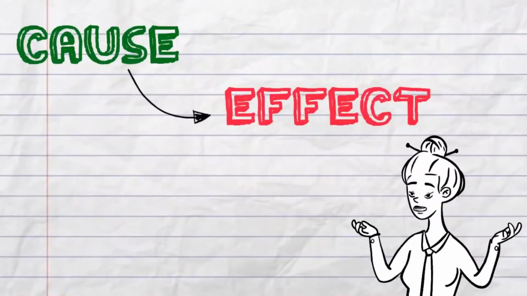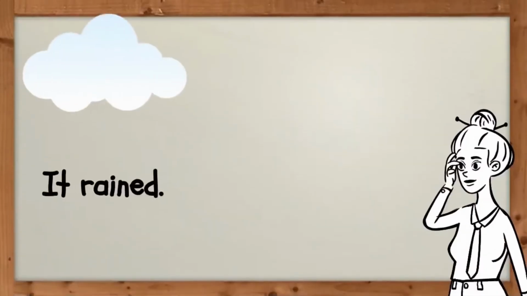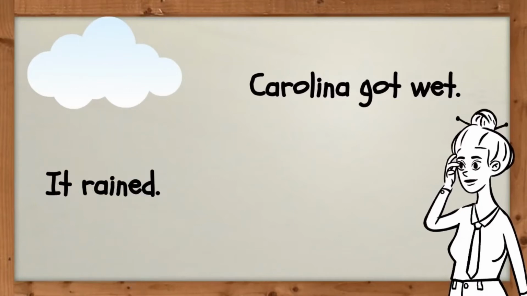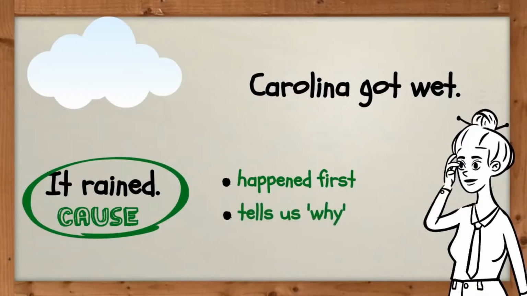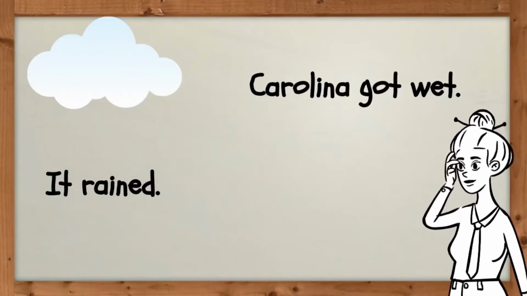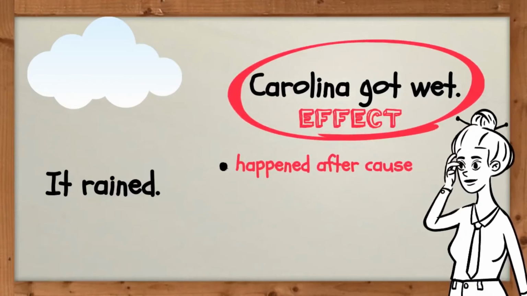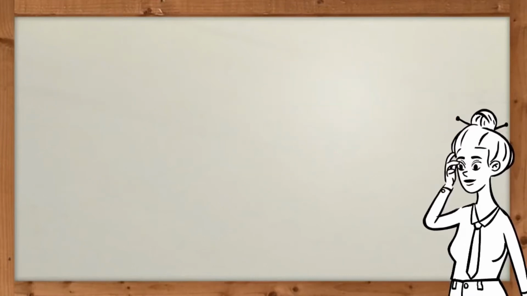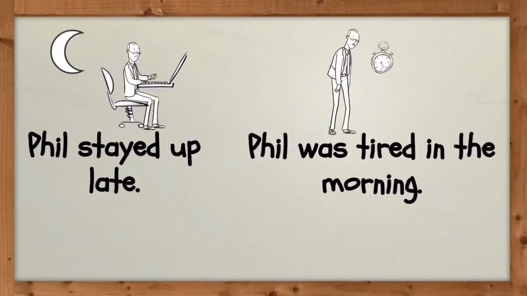Let's look at some cause and effect relationships. It rained. Carolina got wet. It raining is the cause because it must have occurred first and because it tells us why Carolina got wet. Carolina getting wet is the effect because it had to have happened after the cause and it tells us what happened. Here's another example. Phil stayed up late. Phil was tired in the morning.